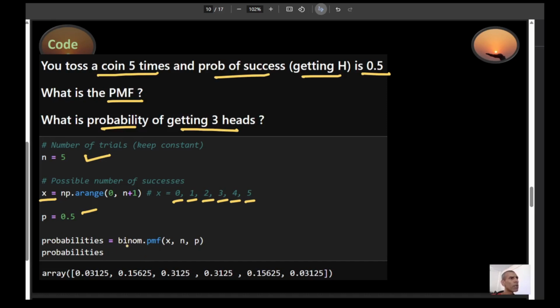All you have to do is call binom, and from there call the inbuilt method pmf, and give your x, your n, and your p. This is going to compute your probabilities. When you print out your probabilities, these are the numbers you're going to get, these ones right here.